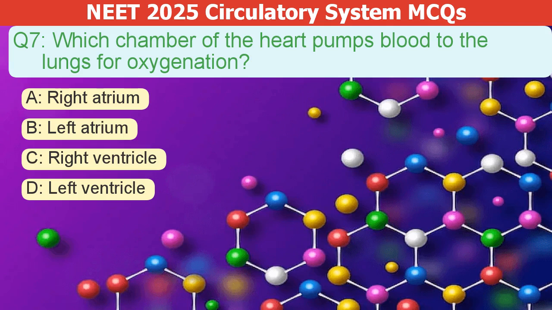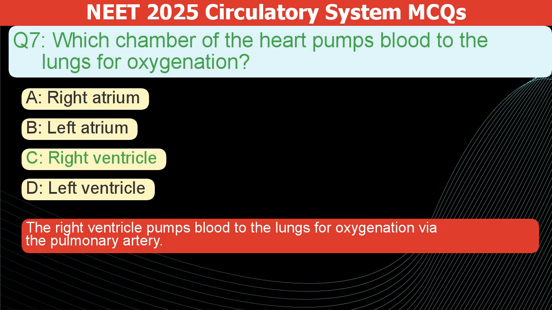Which chamber of the heart pumps blood to the lungs for oxygenation? A. Right atrium. B. Left atrium. C. Right ventricle. D. Left ventricle. The correct answer is C. The right ventricle pumps blood to the lungs for oxygenation via the pulmonary artery.